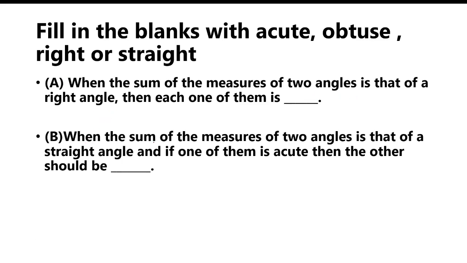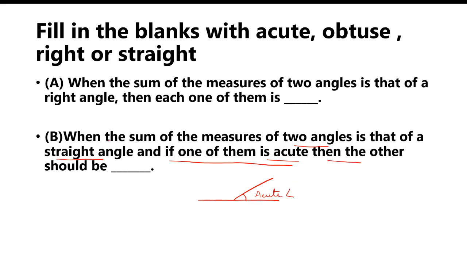Now what is written over here children? When the sum of the measures of two angles is that of a straight angle and if one of them is acute then the other should be. Now you have to tell the answer. So children, what is given in the question? This one is your straight angle and here what is written? If one of them is acute. So here I am going to draw one acute angle, okay. This one angle is greater than 0 degree and less than 90 degrees, so it is your acute angle.